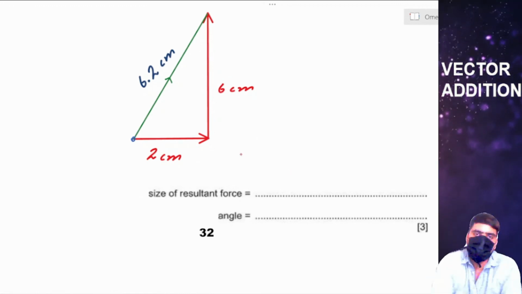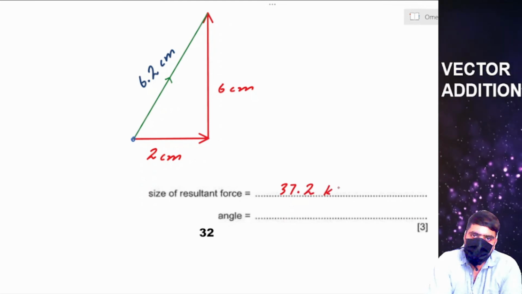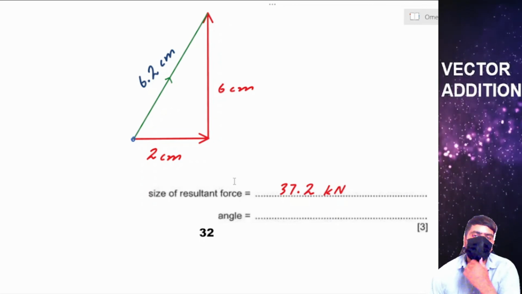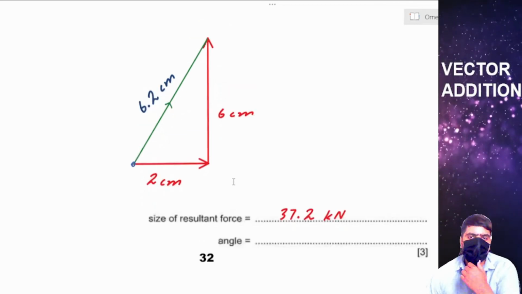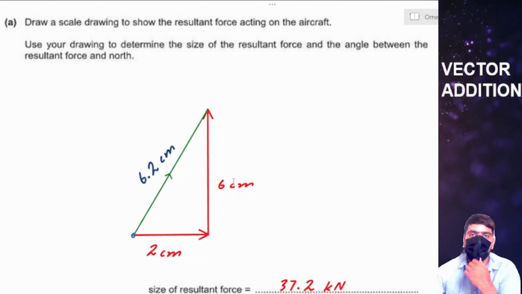Yeah, 37.2 kilonewton. That is the size of the resultant force. When they say the word size of the resultant force, that means magnitude, the numeric value along with the unit.